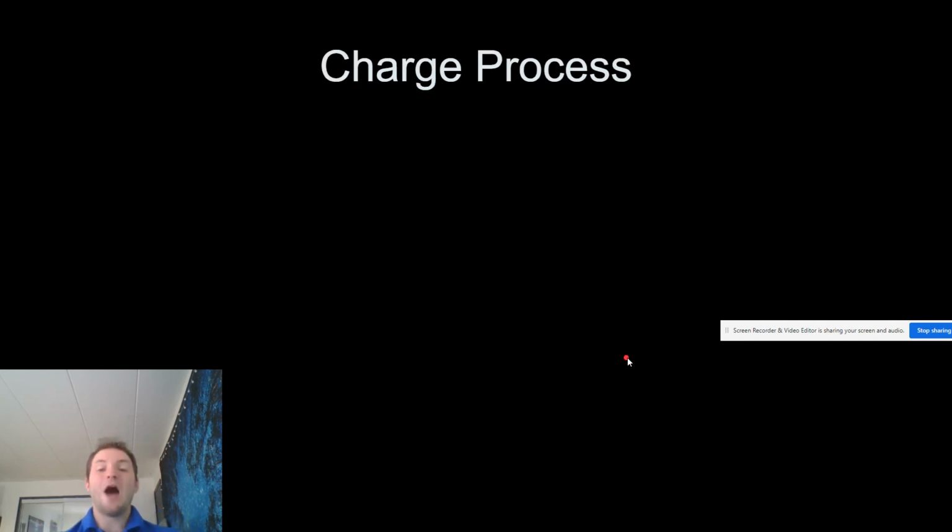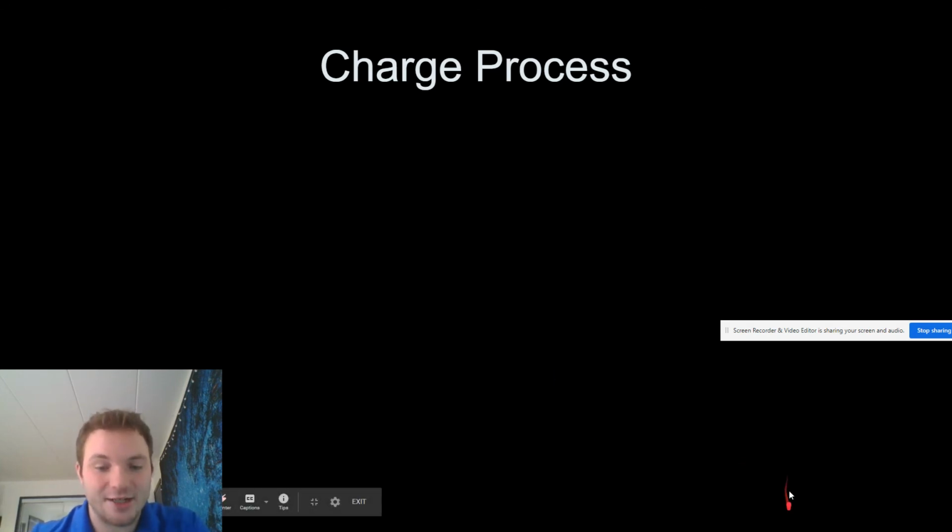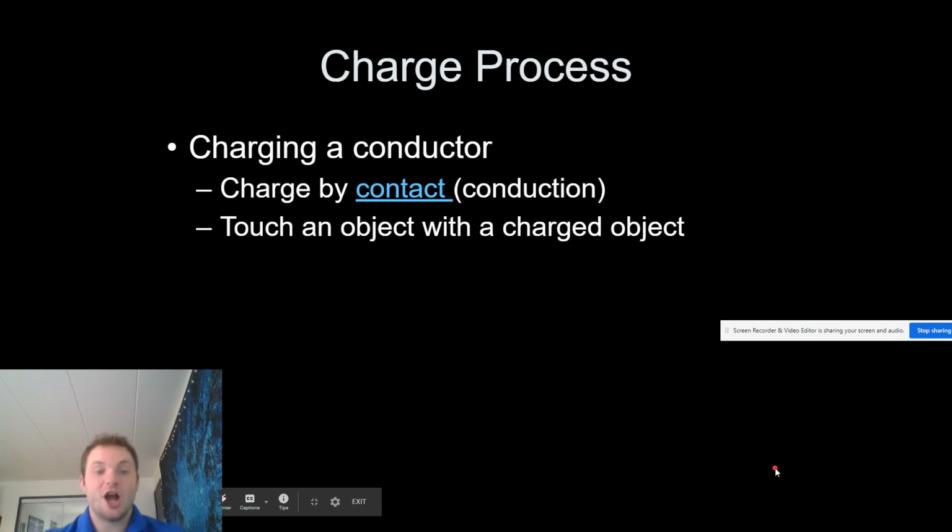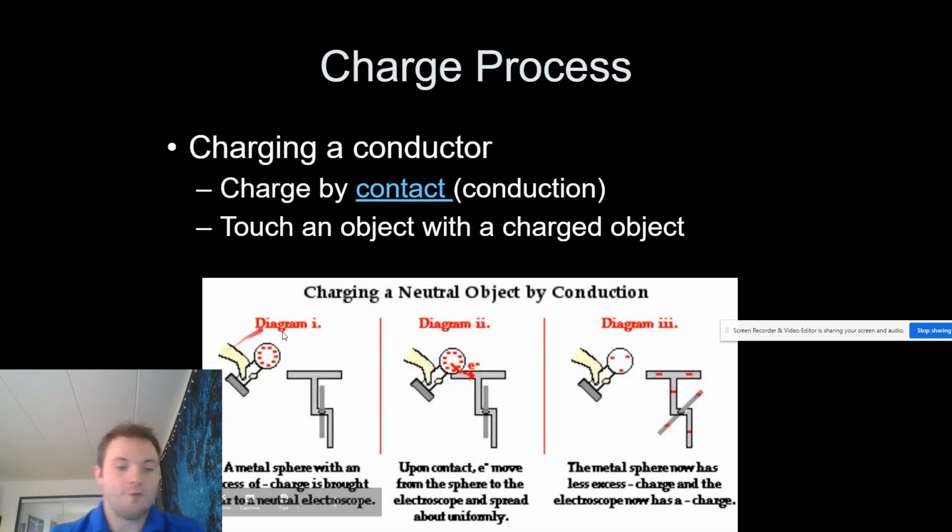All right. Now, the next idea with charge is how do you make an object charged? I have this coffee cup. It's neutral. How do I get this to be charged? There's a few different ways. Conduction versus induction. So charging a conductor, you charge by contact. Touch an object with a charged object. So if we look here, we have a charged object, we touch it to another object, and we send the electrons there.